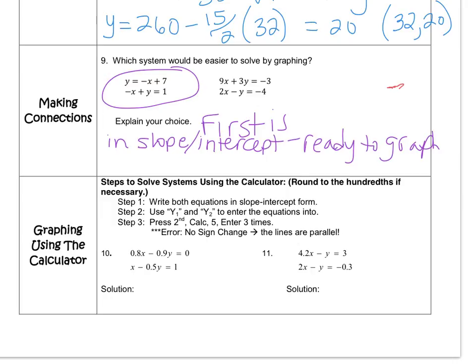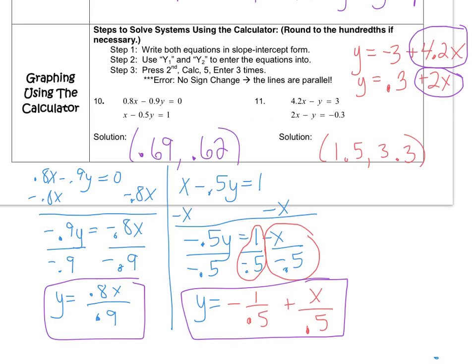If you ever do this and you get an error, no sign change, most likely that means your lines are parallel, and you should go check and make sure that you've got the same slope. So what I want you to do is pause your video and do number 10 and number 11 and write the ordered pair for each solution. Then start the video and check back for the explanation.